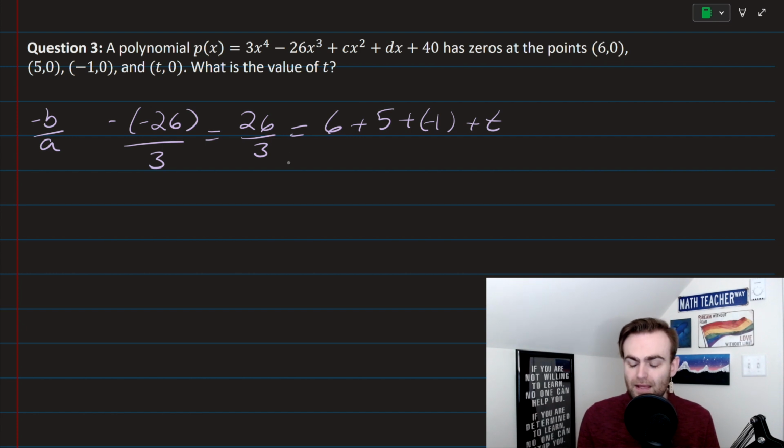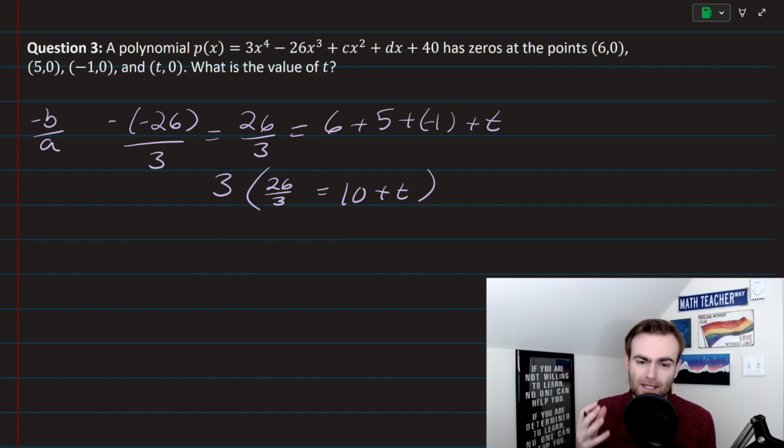So if we try to make this a little bit simpler for us, we can combine all of these constants together. We have 6 plus 5 plus -1. That would be a 10 plus t is equal to 26 thirds. And what we can do is multiply everything by 3, and that way I'm not working with fractions as much, and that might make the problem simpler and easier to work with.